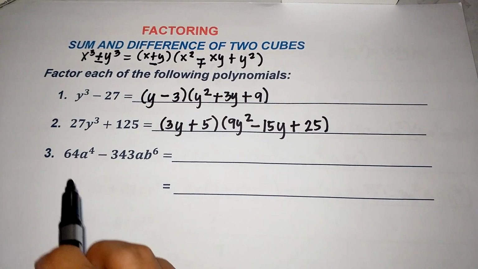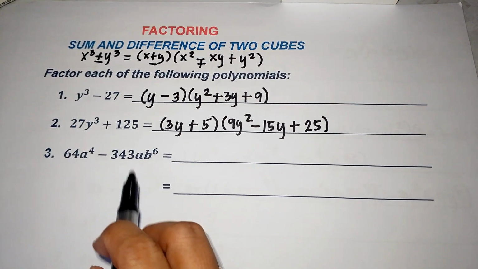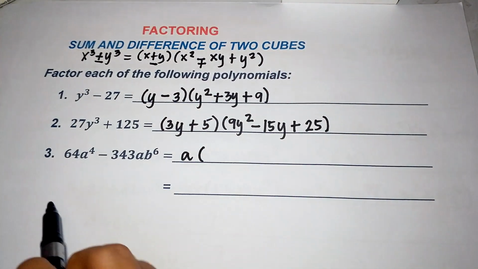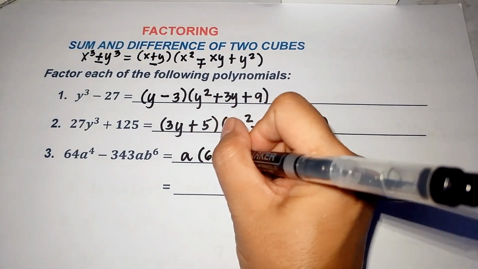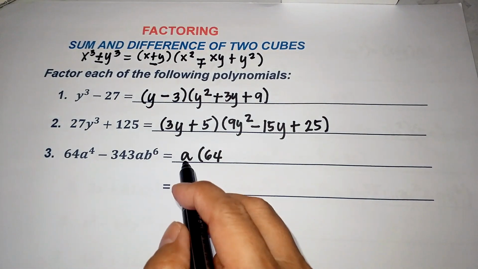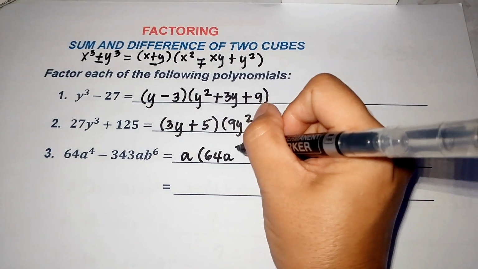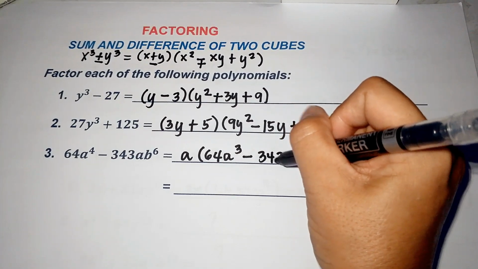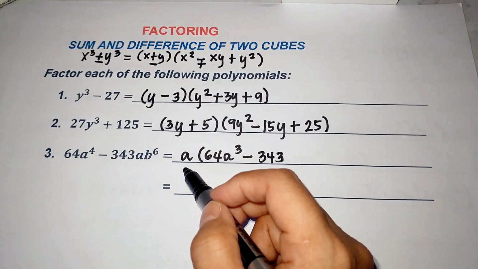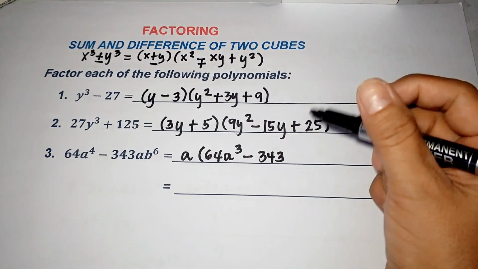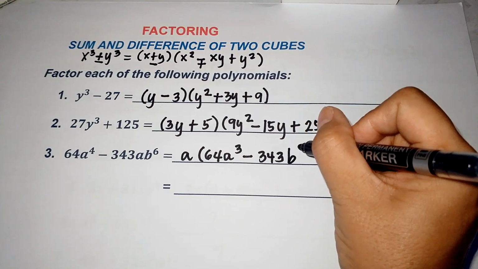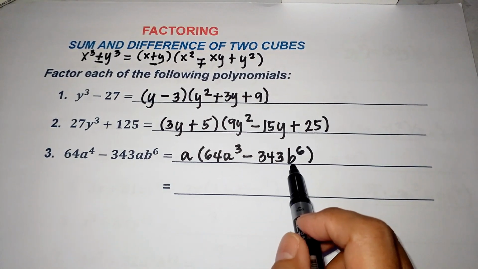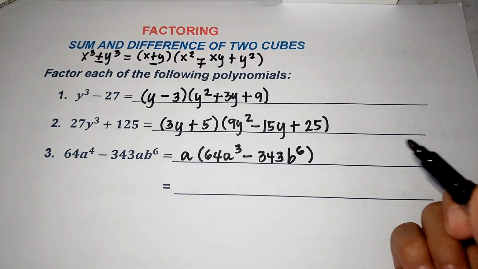And it happens that the greatest common factor here is a. We factor out a. So we are left with 64. Then a to the 4th divided by a is a cubed. Then minus 343. A divided by a is 1. So no more a inside. Then b raised to 6. So these are now all perfect cubes. So we are now ready to factor it again.